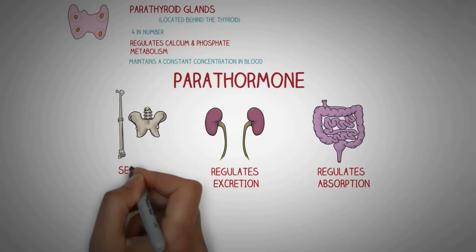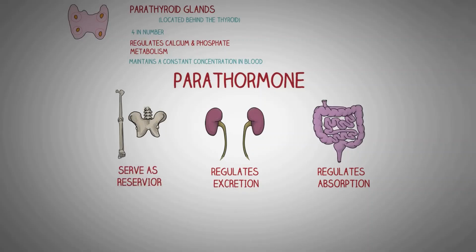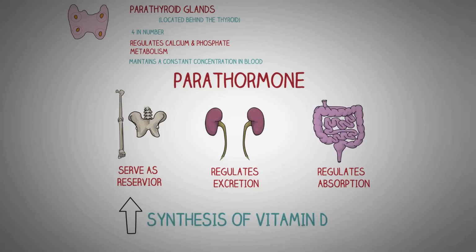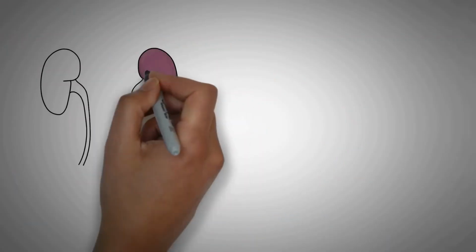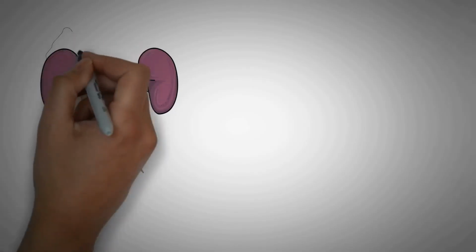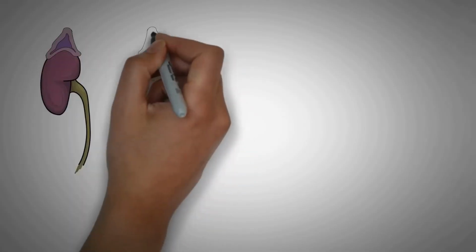Through the intestine, it regulates how much of the calcium should be absorbed in the body. Through the kidney, it can regulate how much should be excreted, and since bones are a large reservoir of calcium and phosphate, it can use that to increase or decrease the calcium and phosphate concentration of the blood.